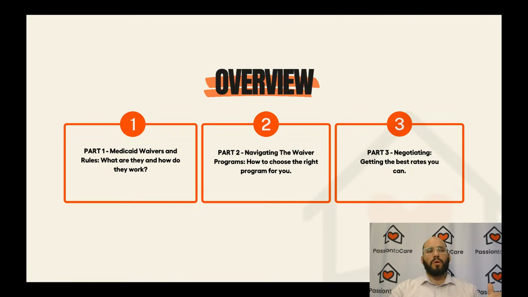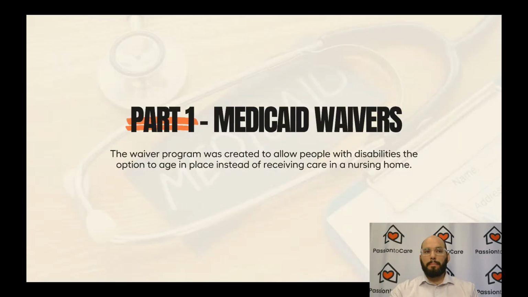In part 1, we're going to focus on the Medicaid waivers. What are they? What are the basic rules, qualifications, and how do they work? Part 2 will be navigating the waiver programs and some of the details, how to choose the right one for you. And part 3 is negotiating the best rates that you can for yourself. So part 1, Medicaid waivers.